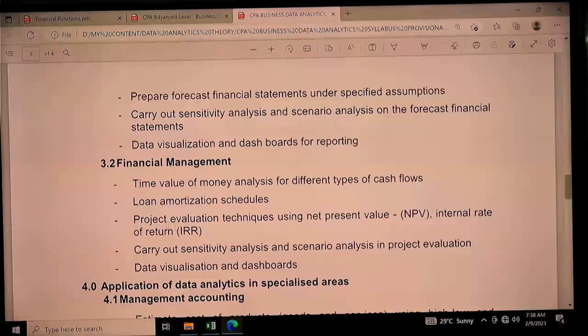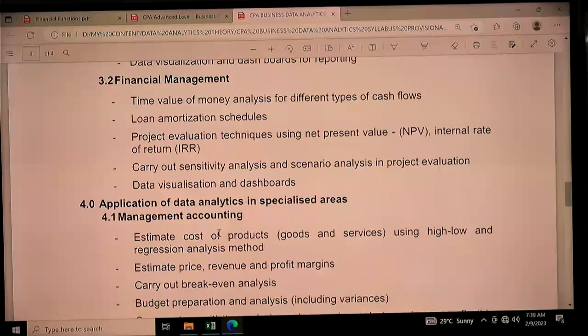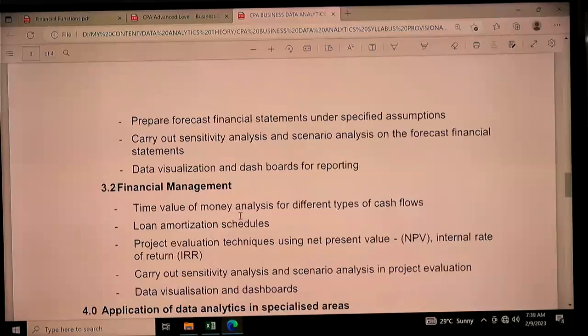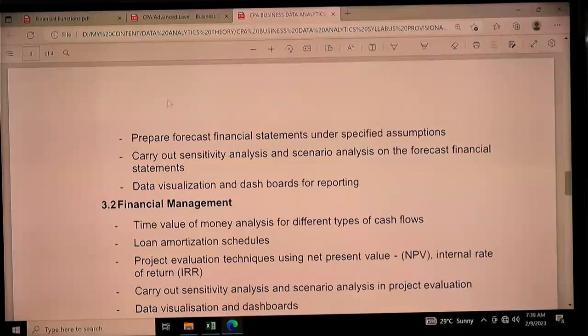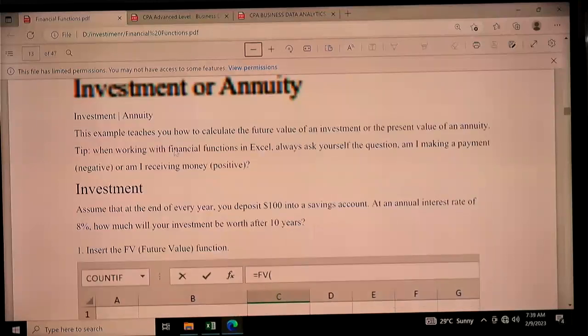In the same case, we are going to handle both the time value of money analysis and different types of cash flow. At the same time, we are going to evaluate the project using the net present value and the internal rate of return. But all these are a function that we learn through what we refer to as the investment function. That is under financial functions, you'll get that investment and annuity.